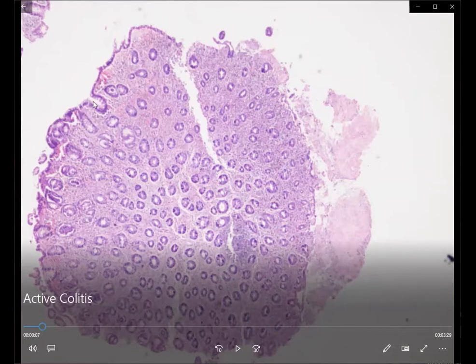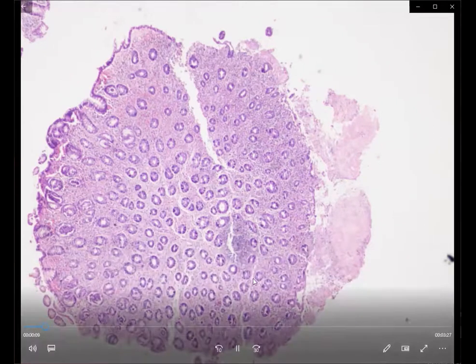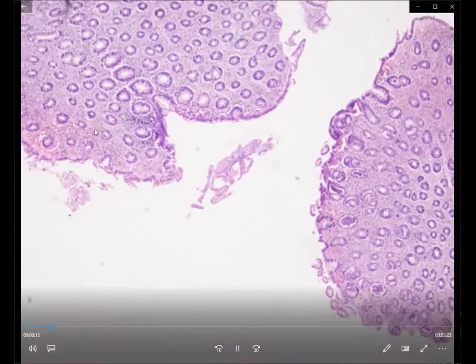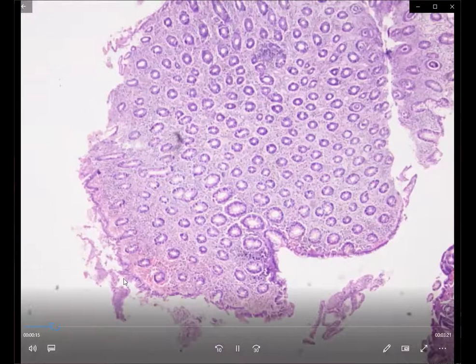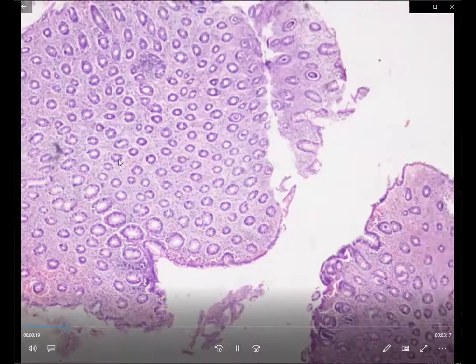If they are arranged parallel to each other, suppose we have a crypt here, and here again, this is the normal crypt architecture. Similarly, if they are cut in the cross section and we see that most of the crypts are round, that means again that they are showing a relatively normal architecture. So here we could see that the crypt architecture is largely preserved, but we are seeing certain areas of ulceration on the surface, and here again we could see ulcer slough on the surface.